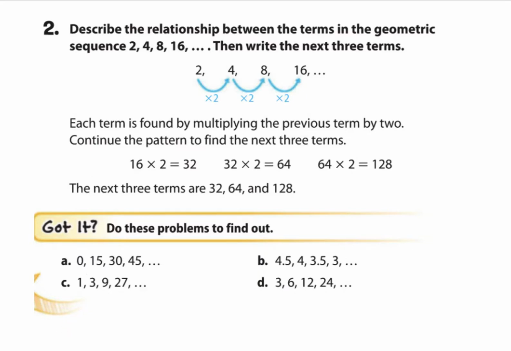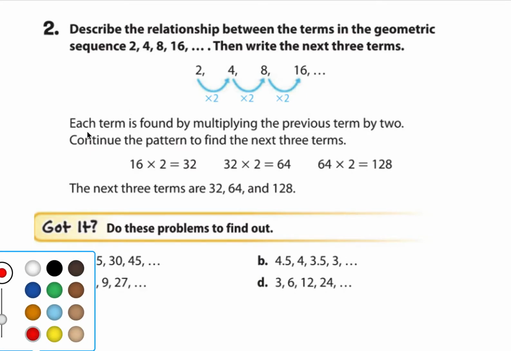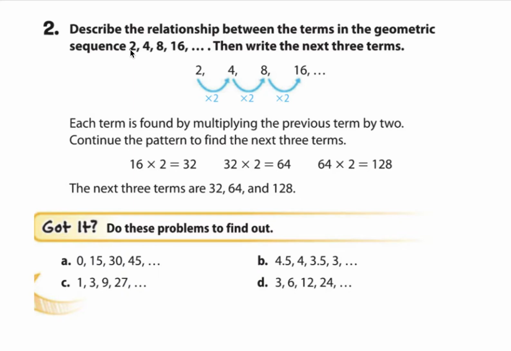In this one, you have the numbers 2, 4, 8, 16. Then it says, write the next three terms. Because we notice that the numbers are getting bigger, you could be adding something to the numbers, or maybe you're multiplying. Let's pretend we didn't know we were multiplying by 2. Let's pretend you're like, well, let me try adding 2.